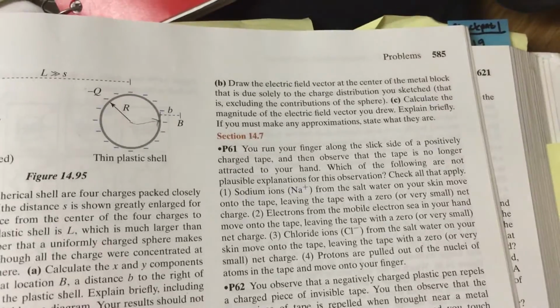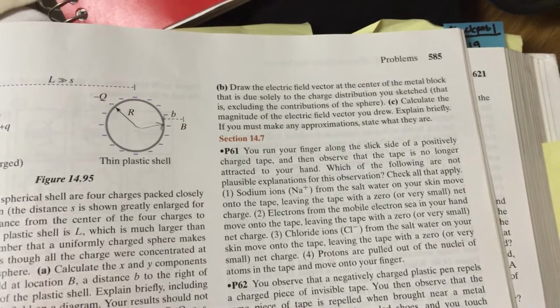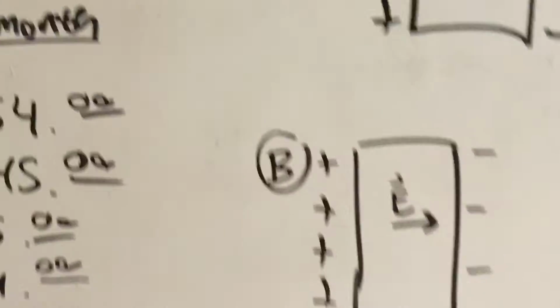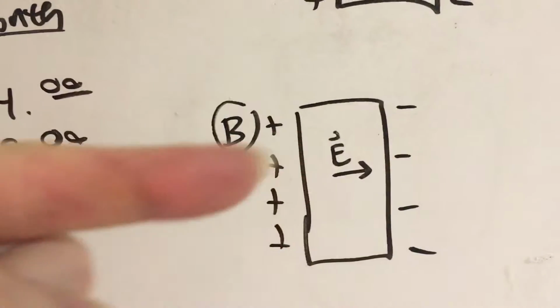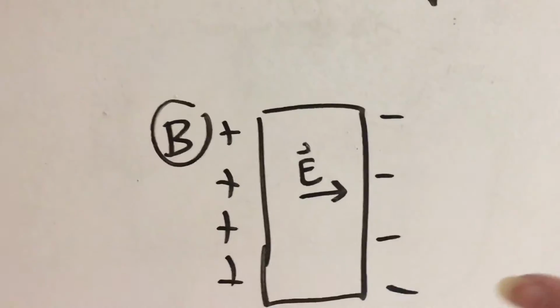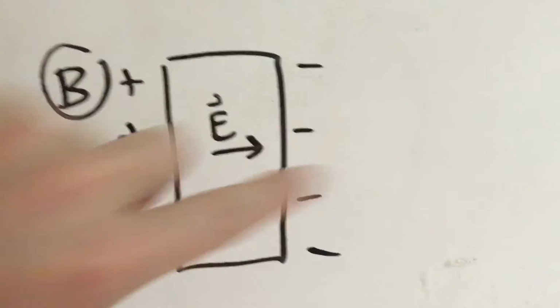bearing a negative charge. Well, then we move on to part B, which says draw the electric field vector at the center of the metal block that is due solely to the charge distribution I just sketched. So that's including contributions of the sphere. Well, that's where I get to part B, and I have the electric field going in that direction, mainly because the electric field is going to flow from the positive end to the negative end, because a positive charge is going to have the charges going out all the way around, and the negative charges are going to have it going in all the way around. So therefore it'll go that way.